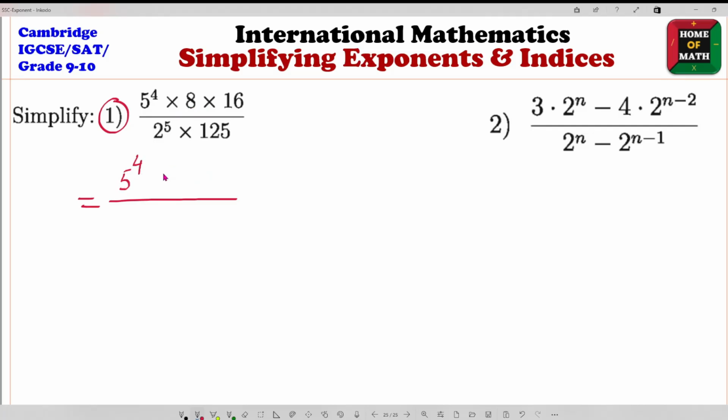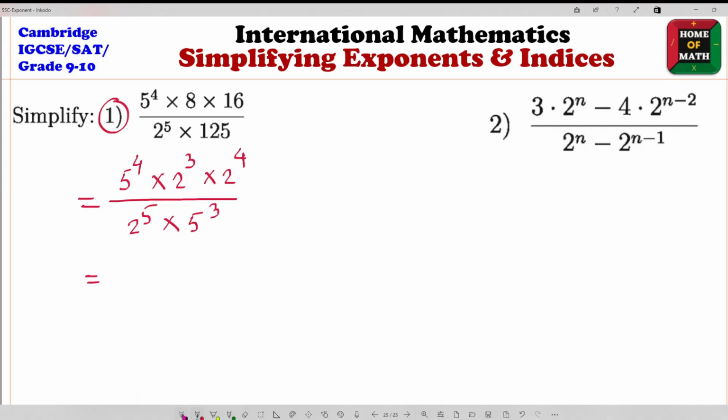The 8 we can write as 2 to the power 3, right, times this 16 we can also write as 2 to the power 4. This is 2 to the power 5. Now this 125 we can write as 5 to the power 3.